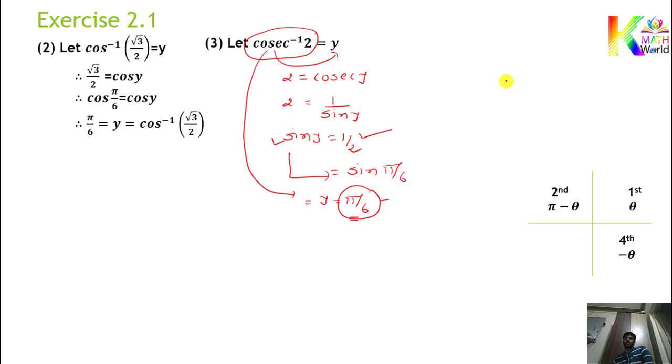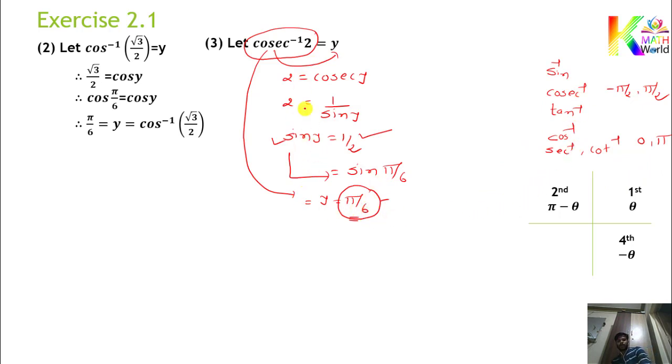You just need to remember the range for all these functions. As we discussed, you have two groups of functions: sine inverse, cosec inverse, and tan inverse. What range did you get for these? Minus pi by 2 to pi by 2. For the second group, cos inverse, sec inverse, and cot inverse, the answer lies between which values? 0 to pi. So you need to remember this properly.